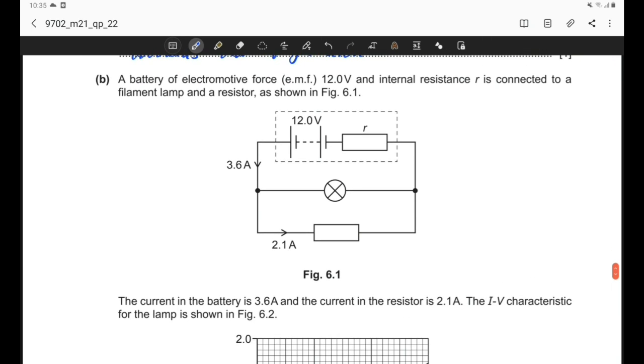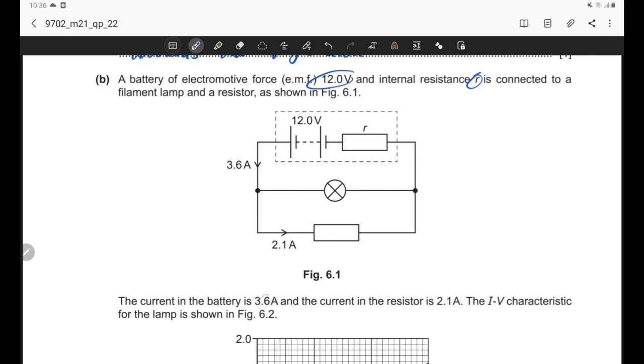Part B. A battery of electromotive force 12 volt and internal resistance R is connected to a filament lamp and a resistor as shown in the figure. So this is a battery which is having 12 volt EMF and an internal resistor R, which is connected to a parallel combination of one lamp and a resistor.